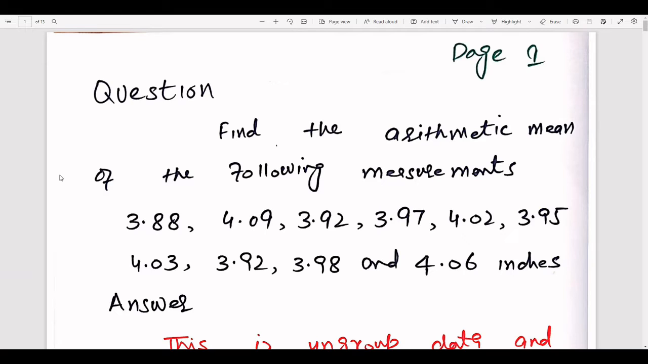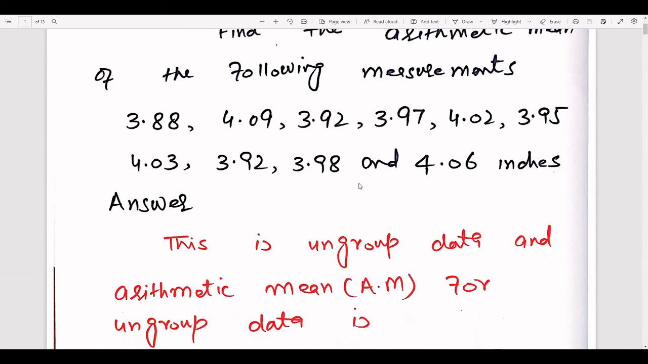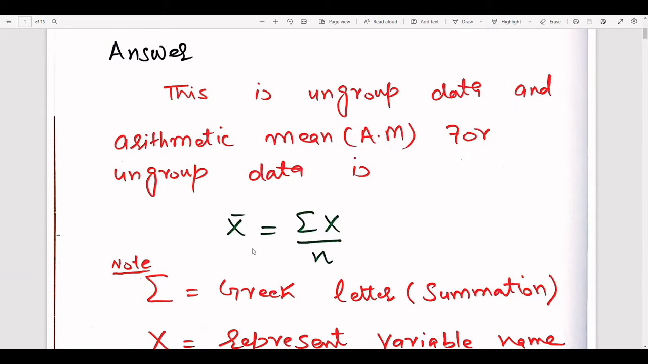Now let's start. Question: find the arithmetic mean of the following measurements. So this is the data set. As you know, this data set is a raw data set, and this is ungrouped data. The formula of arithmetic mean for ungrouped data is x bar is equal to sum of x over n.